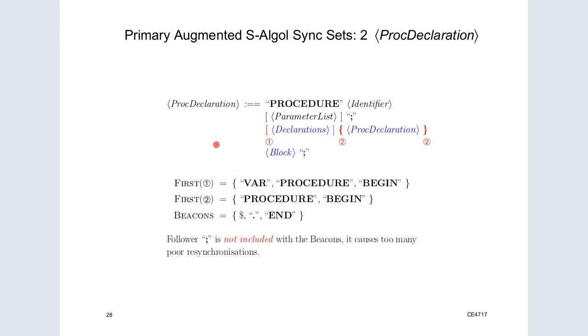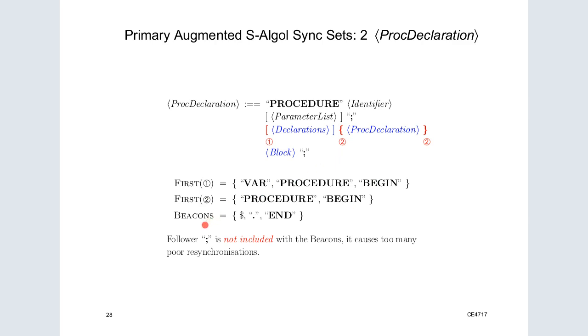Then we have procedure declaration, which looks very similar, because a procedure starts with an identifier, followed by an optional parameter list, followed by a semicolon, followed by the bit that I want you to deal with, the declaration section, followed by the optional nested procedure declaration section, followed by the obligatory block, followed by the semicolon that ends this. So I found that the appropriate synchronization first set at this point is var, procedure, and begin. And you should be able to work out where that comes from. It's pretty obvious. The first set at this point is procedure and begin. Again, it's pretty obvious where that comes from.